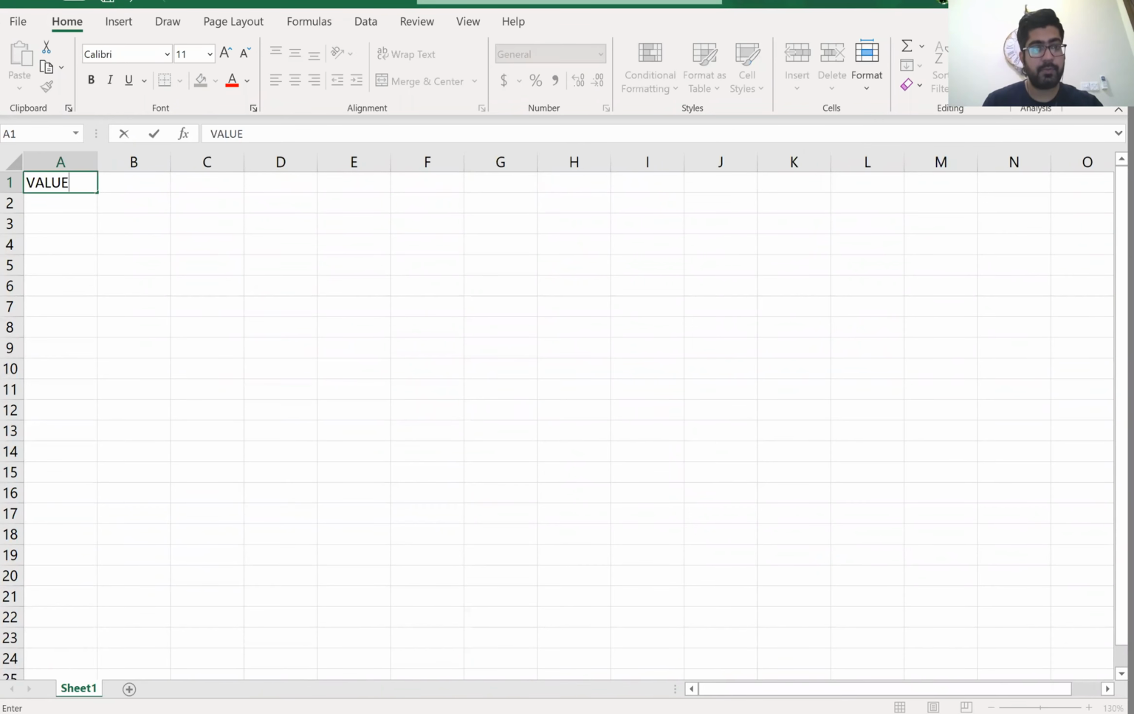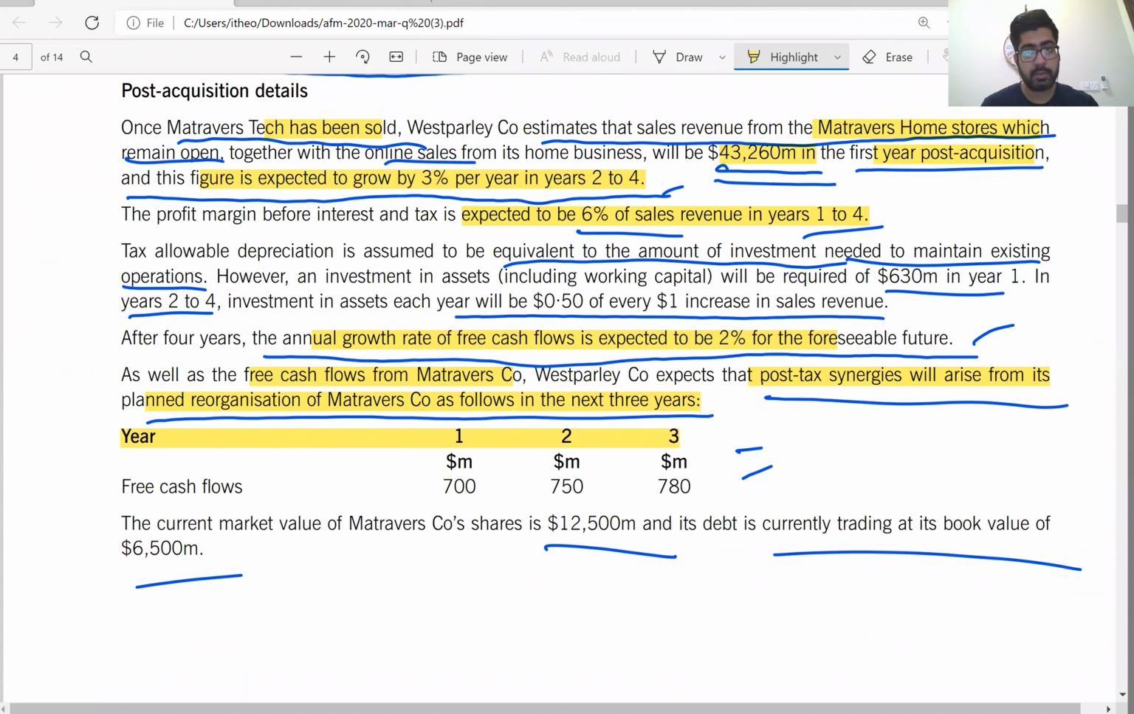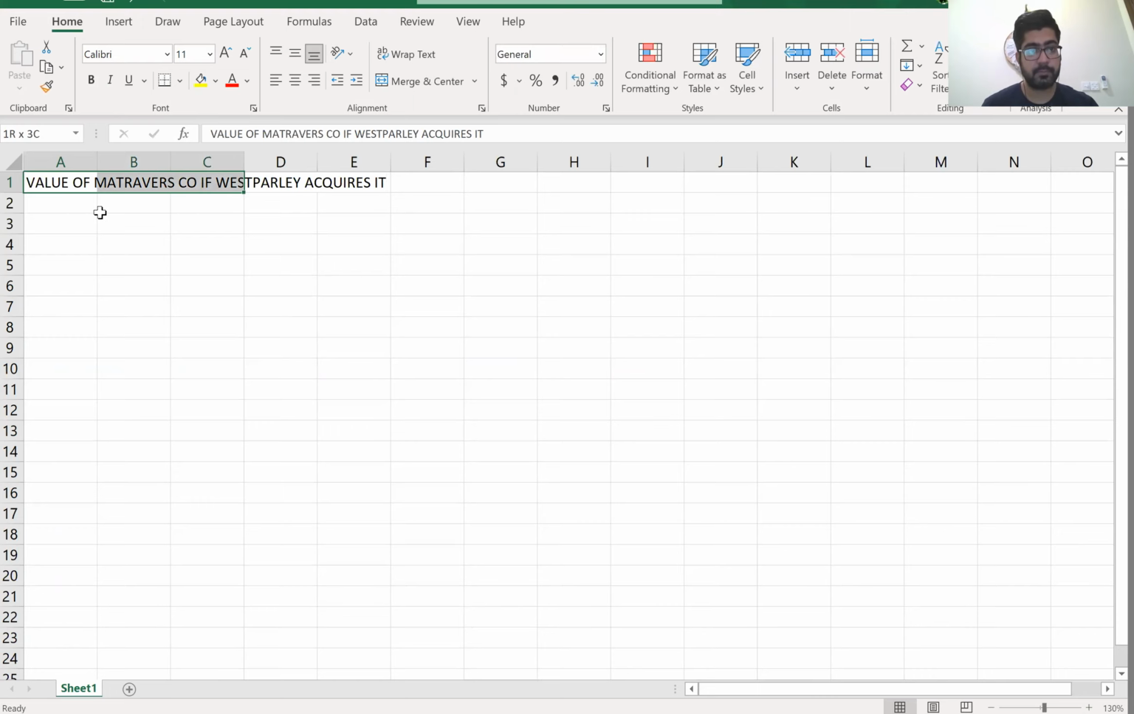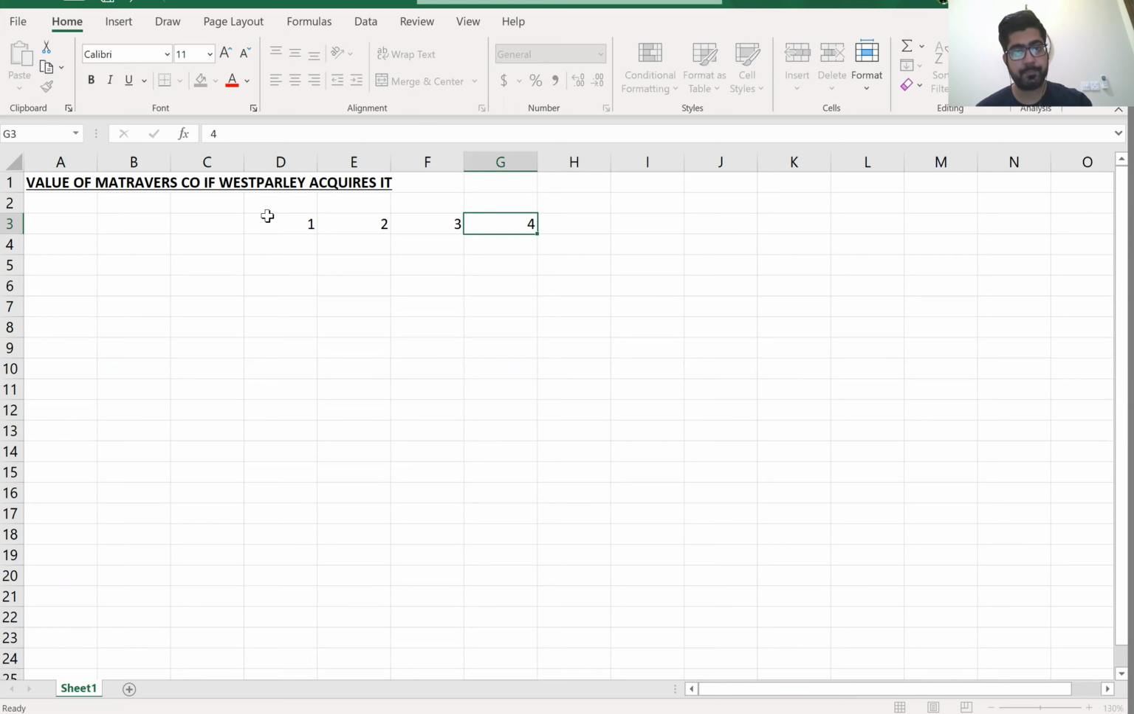So let's start. Value of Matterverse company, if WESTPARLEY acquires it. So by the looks of it, it seems that it's a free cash flow. So it's running till 4 years. Okay, free cash flow is sales.